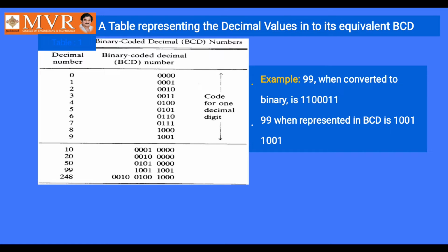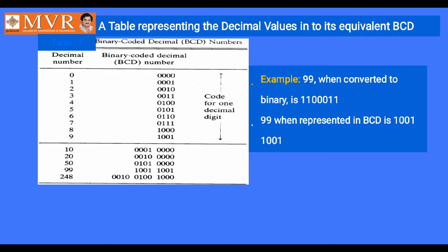Whereas if you convert the same 99 into BCD, as given in the table, 9 equals 1001, so 99 is represented in BCD as 1001 1001. So the binary value and the binary coded decimal value are entirely different. In the same way, binary coded octal and binary coded hexa are also represented like this.